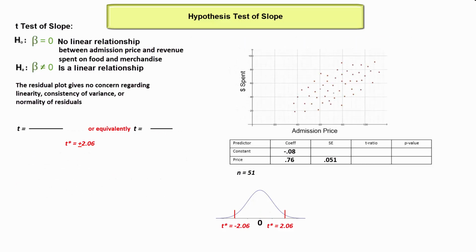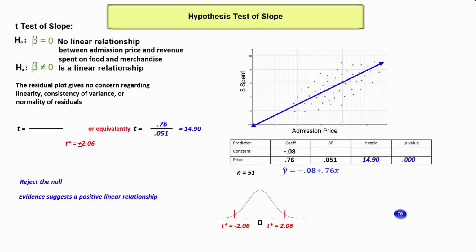Returning to the sample of 51 used in the previous videos, we can see from the computer printout that the slope of 0.76 has a t-score of over 14 and a p-value of virtually 0. We would reject the null and conclude a positive linear relationship exists in this case.